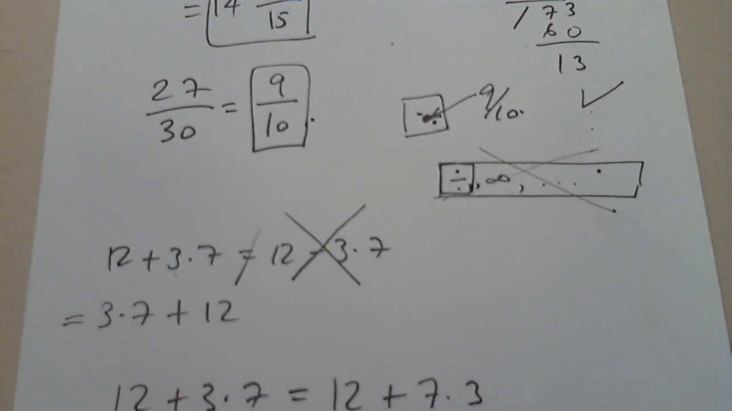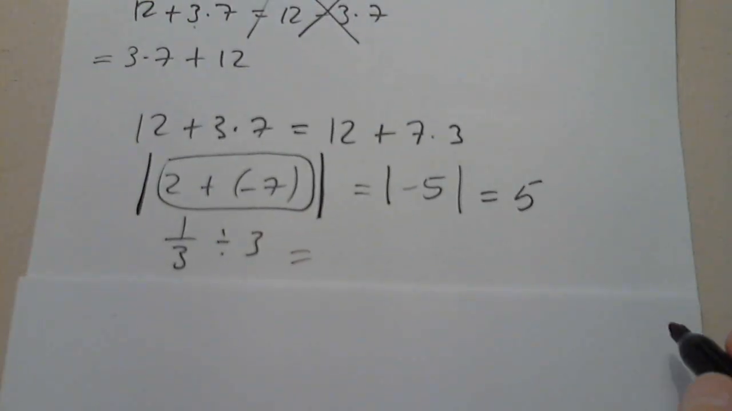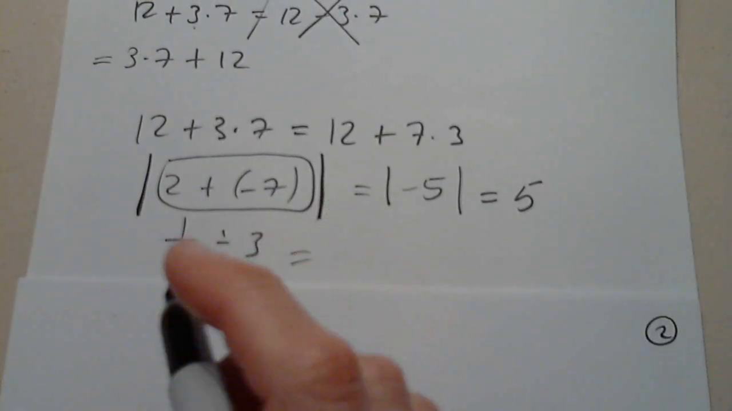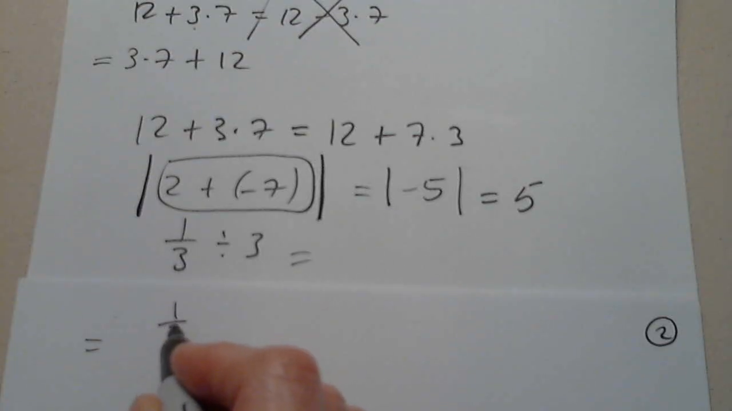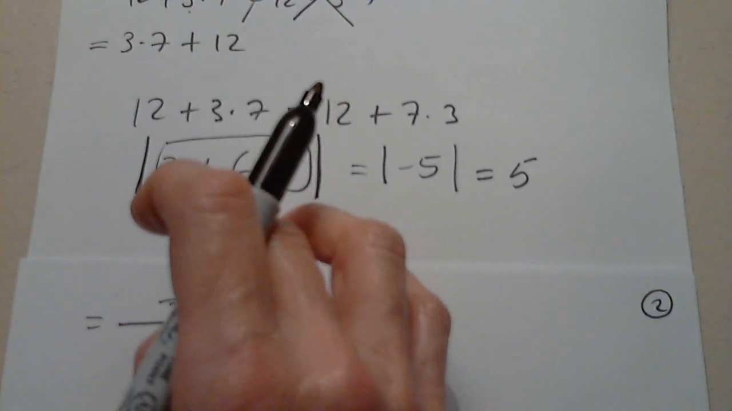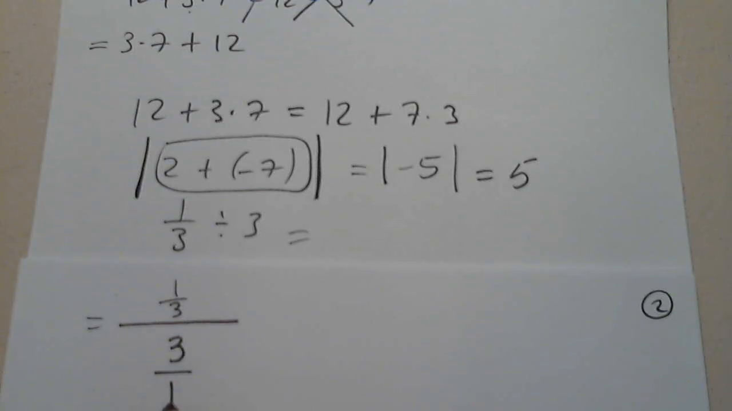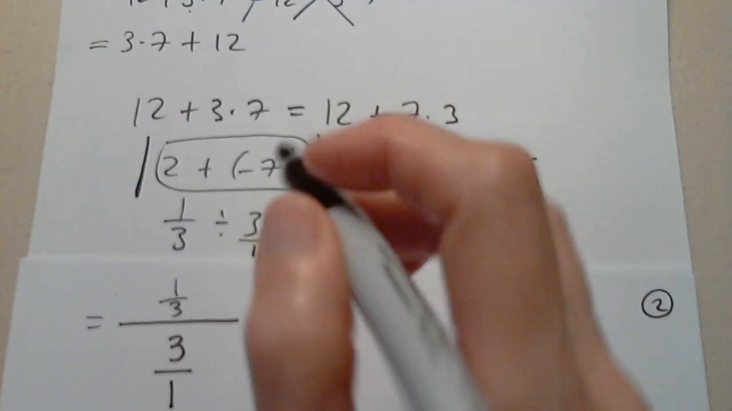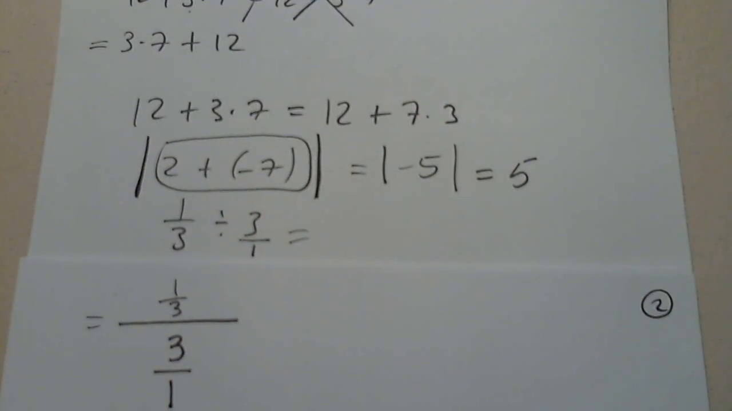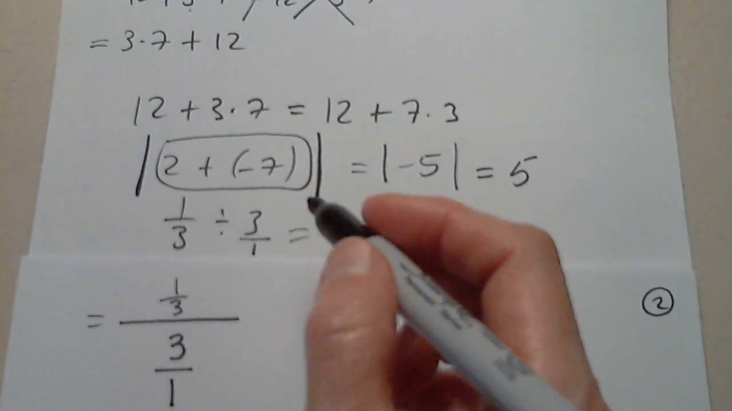Remember what we need to do in this particular case. It is better to rewrite this in this format. So the numerator is 1/3 and the denominator is 3. But 3 is the same as 3/1. Remember, integers are the same as 3/1, 5/1, -3/1. It doesn't matter how you present it. It's still the same thing.